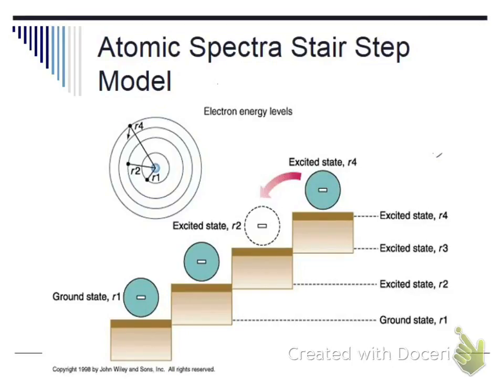This is called the stair-step model. When their electrons are absorbing and releasing, they can do so in a couple of different ways. They can go 1, 2, 3 at a time, or sometimes they can skip and go like that, or sometimes they can go all the way down. It just depends on how much energy is absorbed and released.